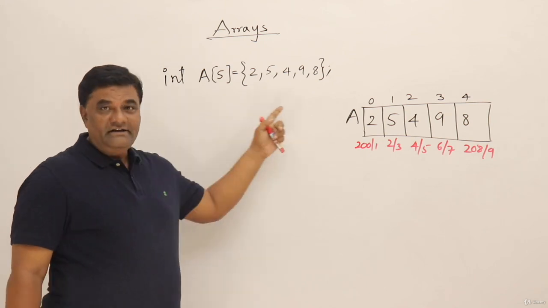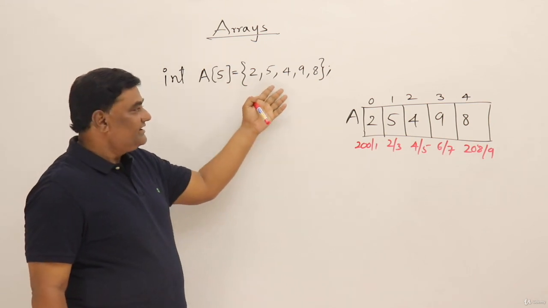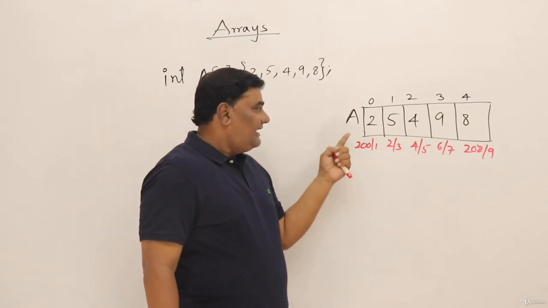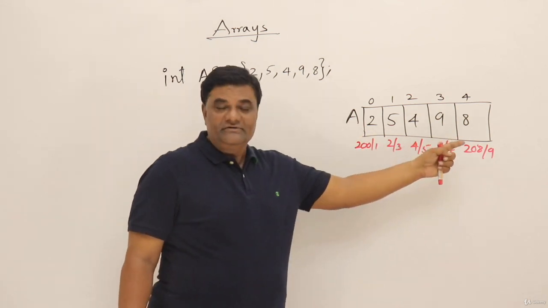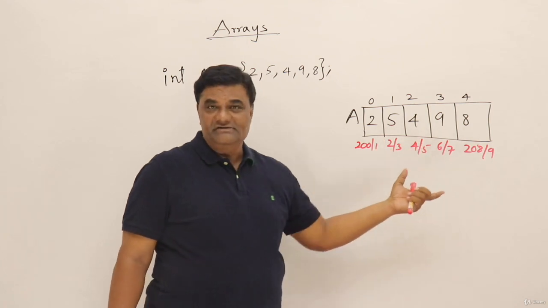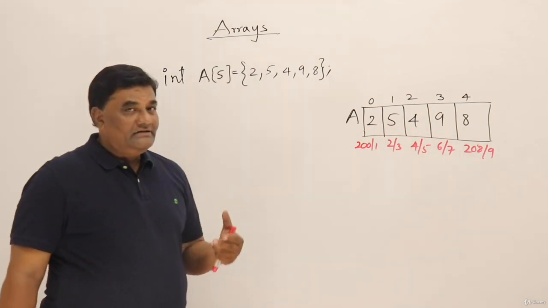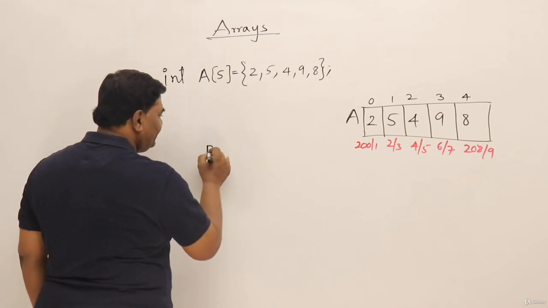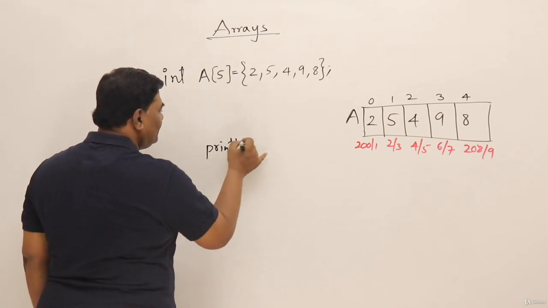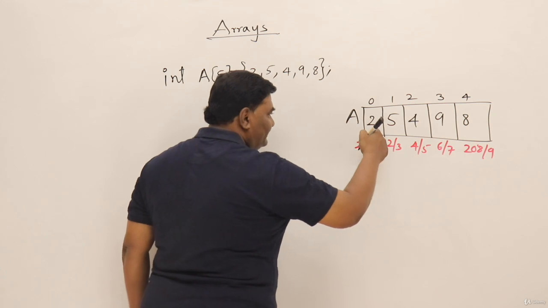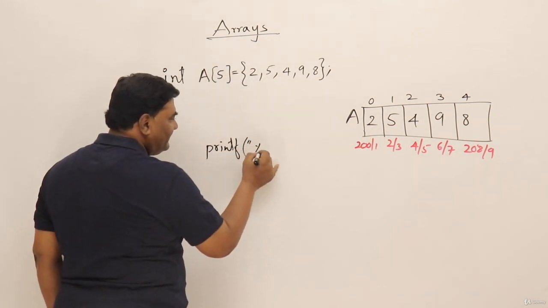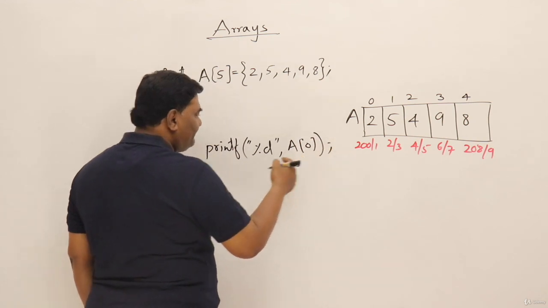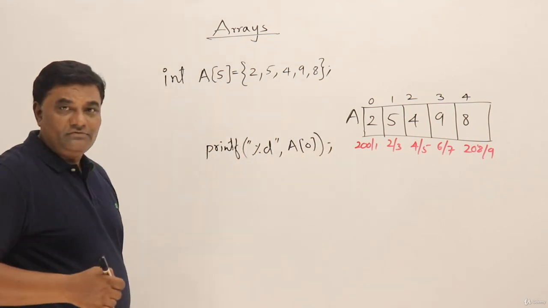Here I have an array of size 5 which is already initialized with these elements. So during runtime, the array will be created like this and the elements will be stored in these locations and their addresses also I have mentioned. The addresses will be contiguous. Now, how to access those elements? So if I want to print any value, I can say printf. Suppose I want to print a value that is at index 0. Then I can say %d a of 0. This will print the value at index 0.